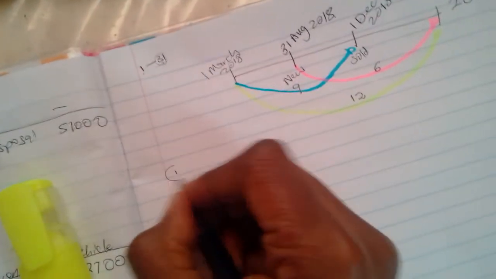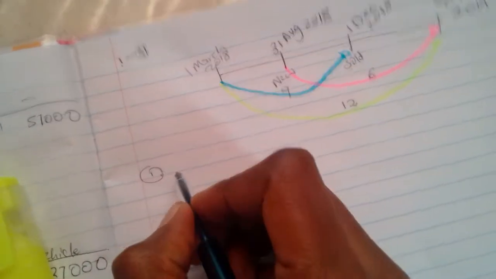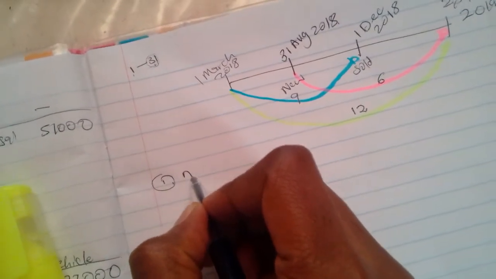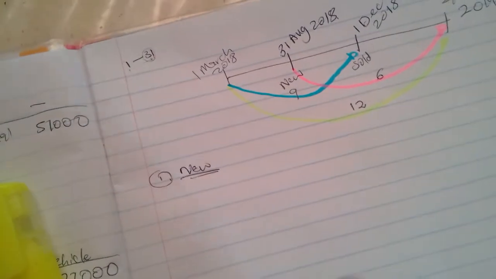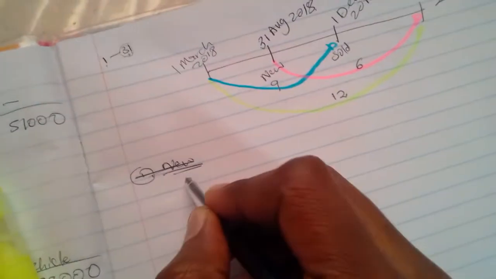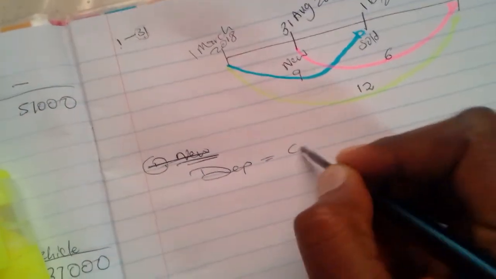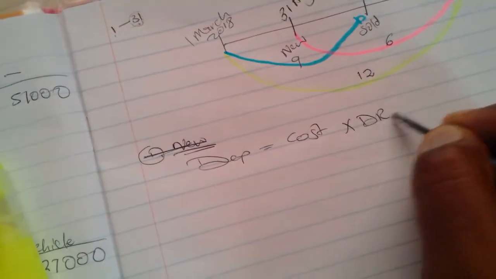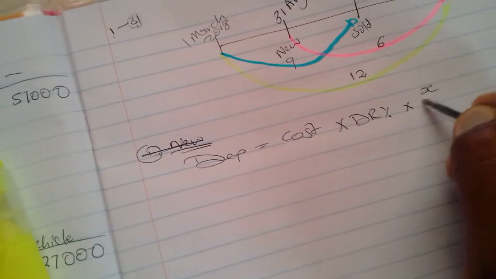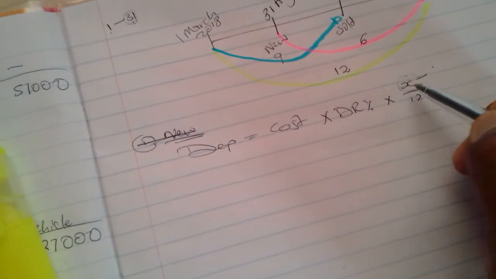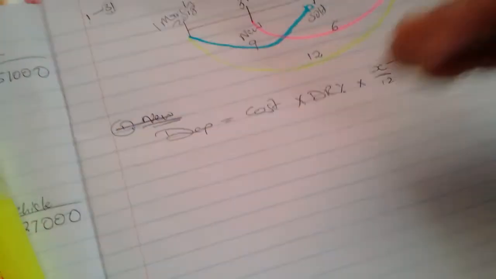So let's start. Number 1, we are calculating depreciation for the new asset. So for the new asset, we are using what? Straight line method. When using the straight line method, you're just going to say cost multiplied by depreciation rate in percentage multiplied by x over 12. What is x? The number of months which the asset has been inside the business.